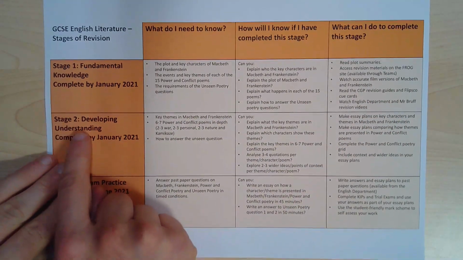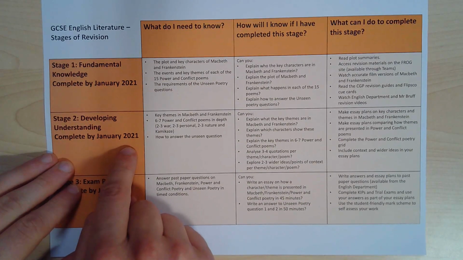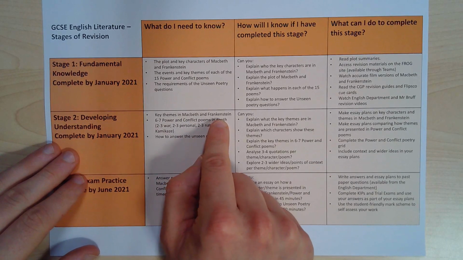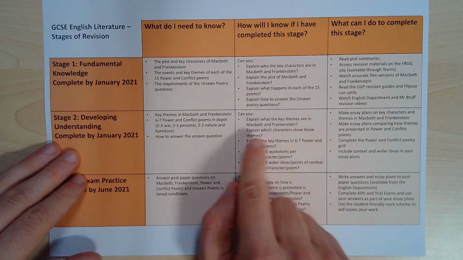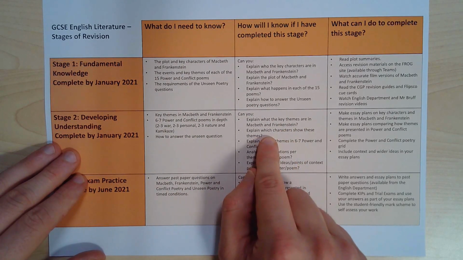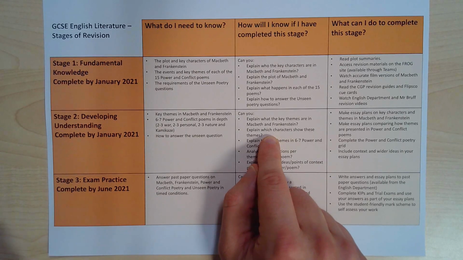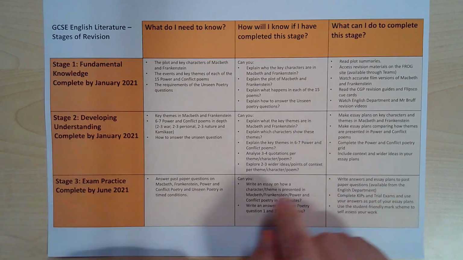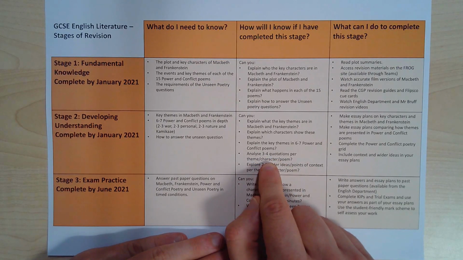And then what we will start to do is develop your understanding. And again, if you can do this by the end of January, this will be quite good. It's your key themes in Frankenstein. You've looked at characters, now what are the key themes? Can you explain what the key themes are in Frankenstein and which characters show these themes? And you do that because of what the question will look like, and I'll show you that question in a moment. Can you analyse 3 to 4 quotations per theme or per character?